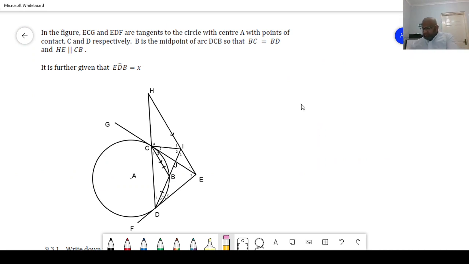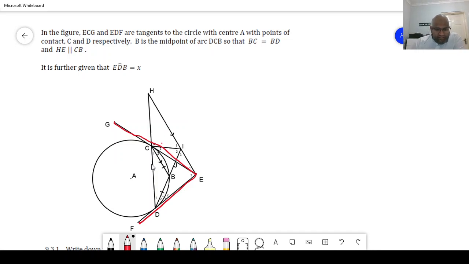Okay, so now we're looking at exercise 9.3. In exercise 9.3, we are told that in the figure, ECG, this line here, and EDF, that line here, are tangents to the circle at center A, with points C and D respectively, which are the points of contact.